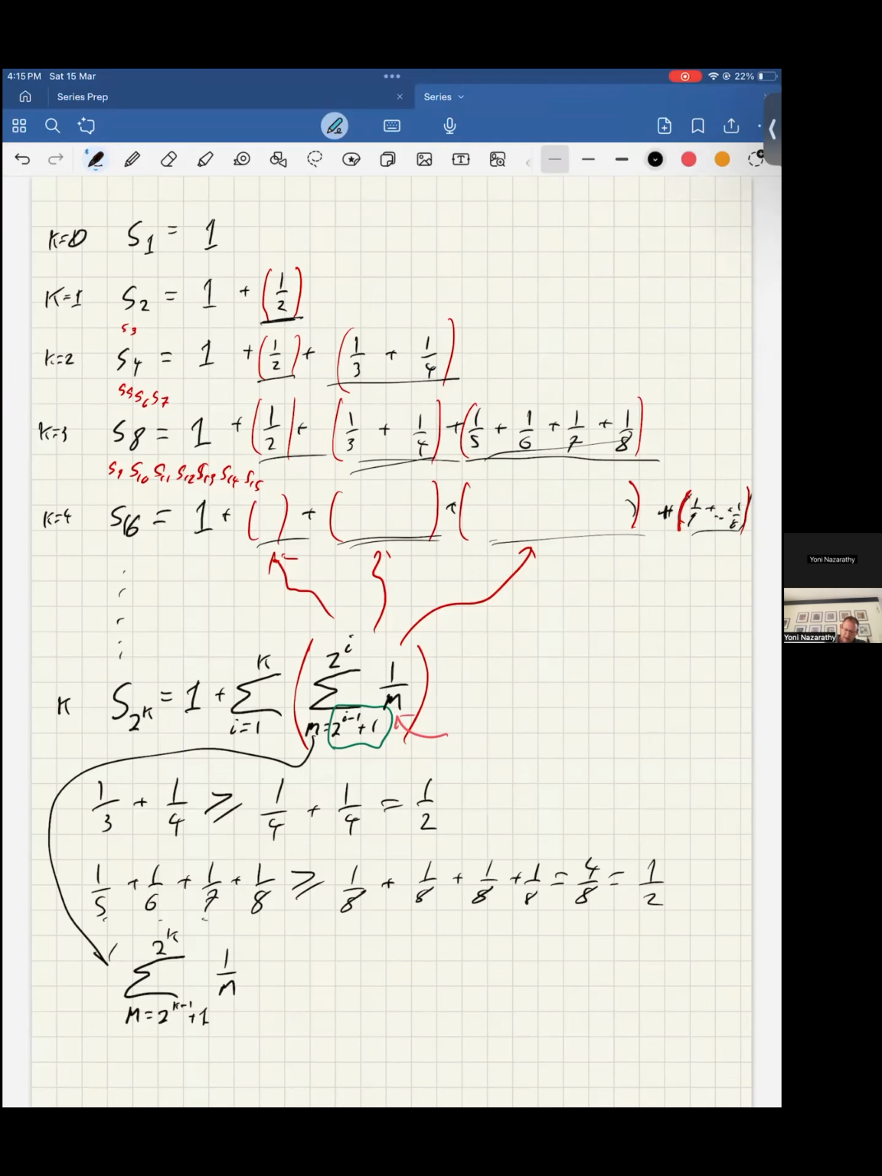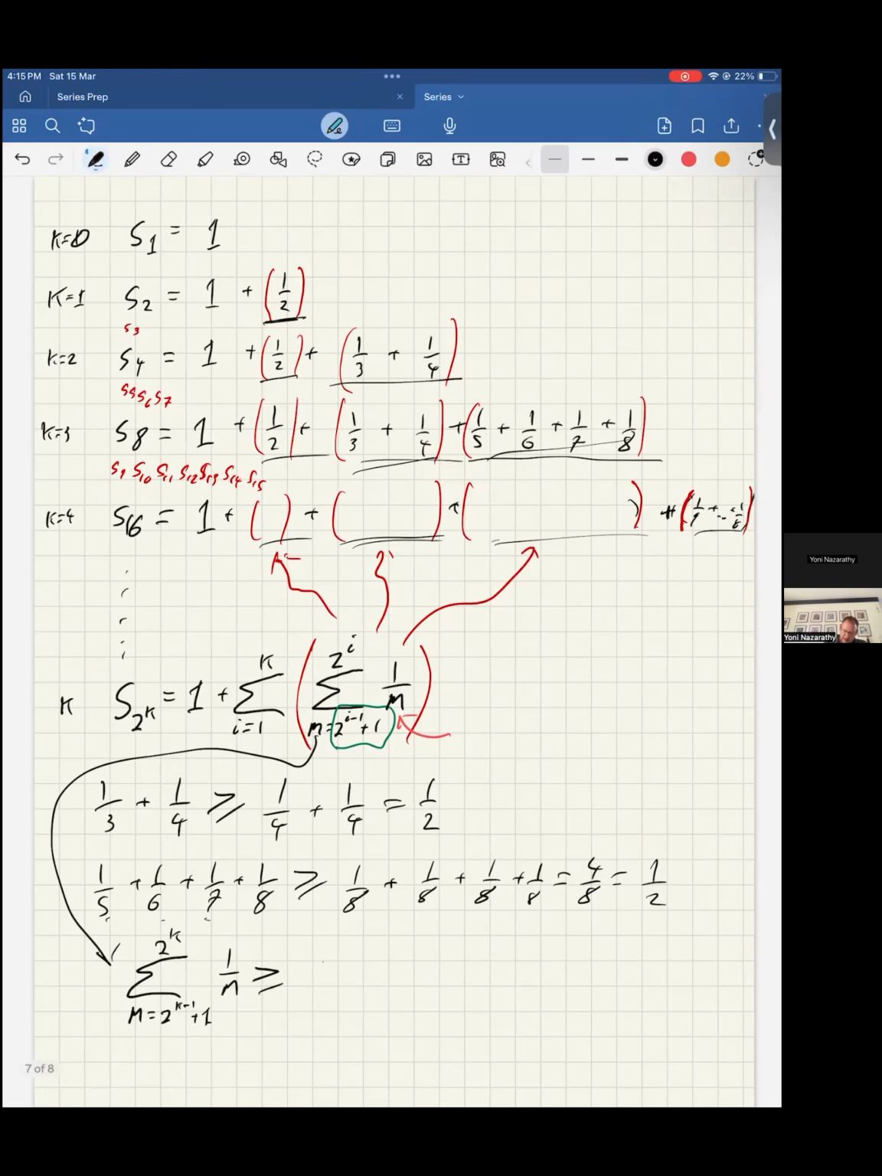1 on m is greater than or equal to the summation of m equals 2 to the power k minus 1, plus 1, all the way to 2 to the power k, of 1 on 2 to the power k. Why? Because all of these terms are less than or equal to that last 2 to the power k. The 4 was a 2 to the power k here, and that's a lower bounding. The 8 was a 2 to the power k, and that's a lower bounding, etc.